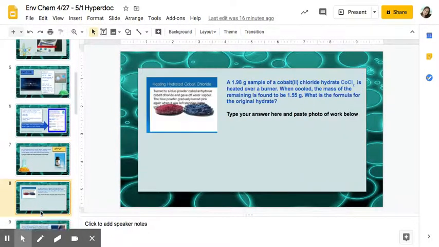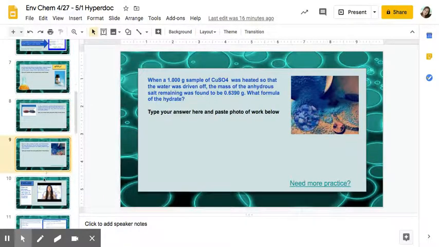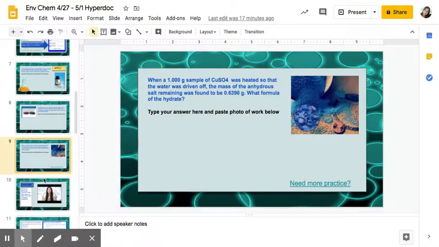Here are your 3 problems. Okay. You should type the answer in, take a picture of your work, and paste the picture below. Make sure it is labeled clearly so I can tell what you're doing, and please circle the answer. That'll help you get extra credit or partial credit. If you need more practice, there's a link.